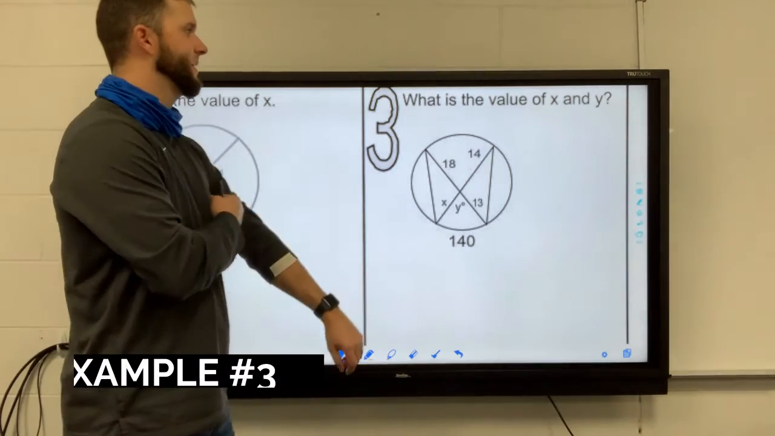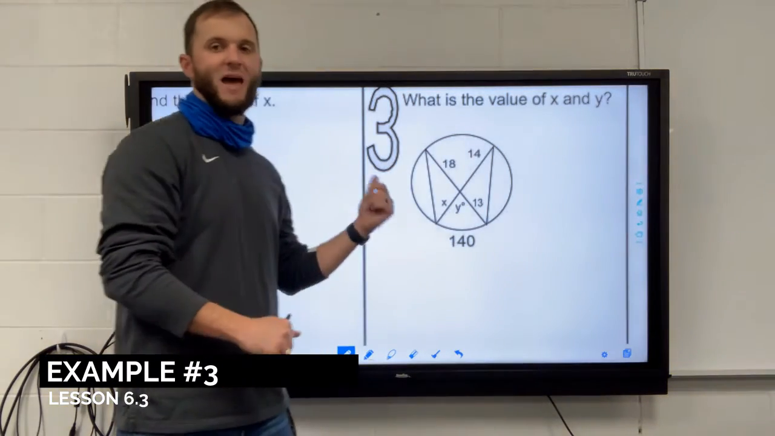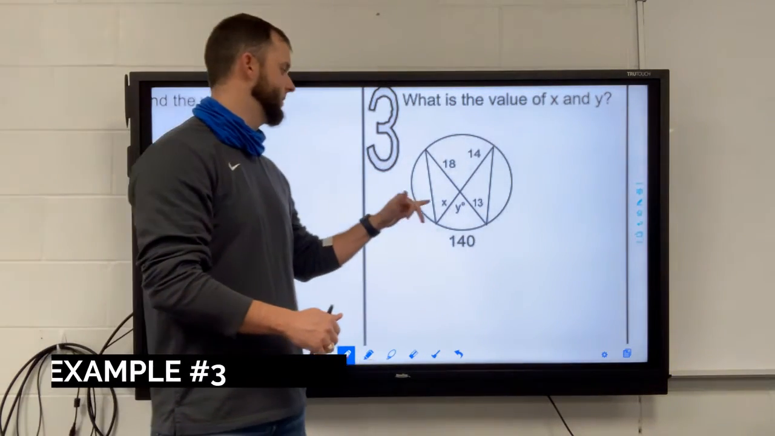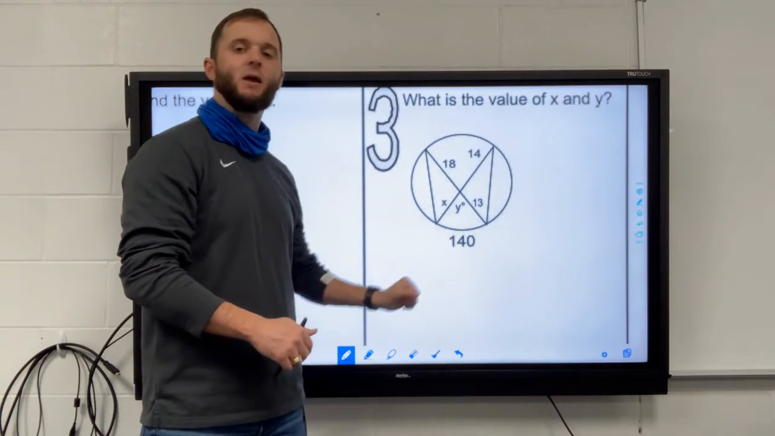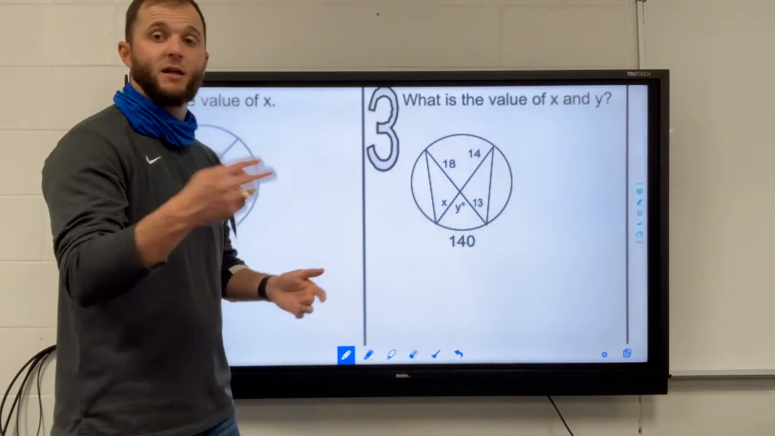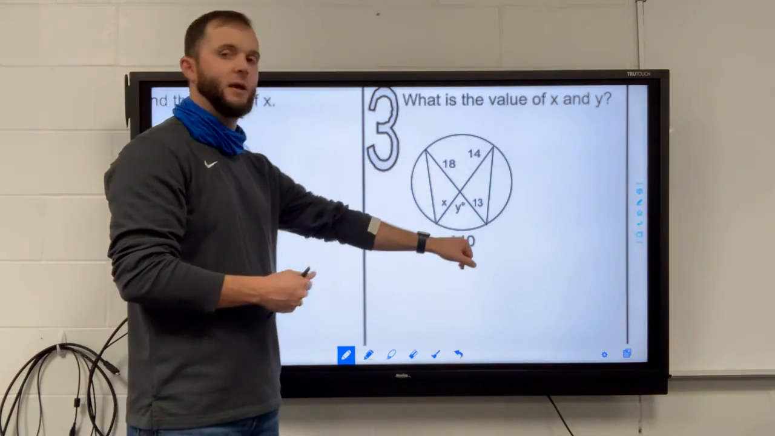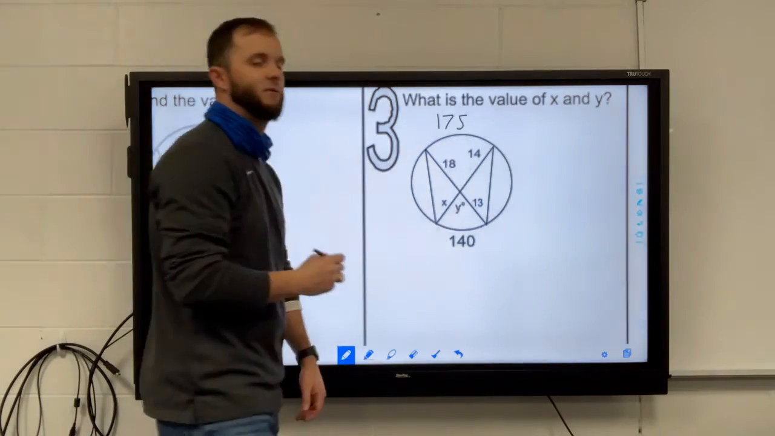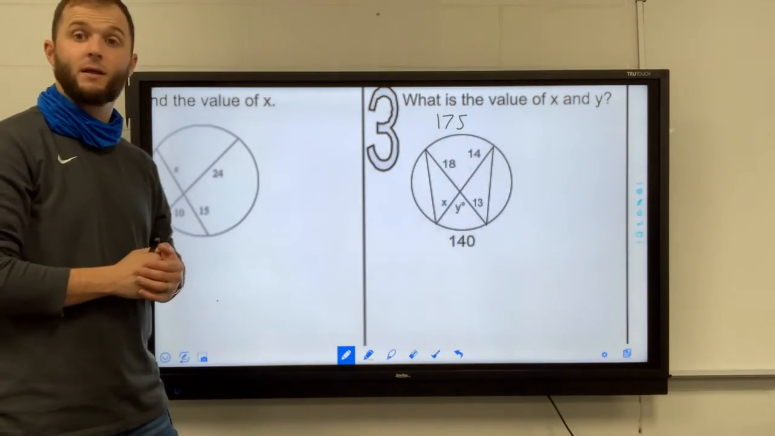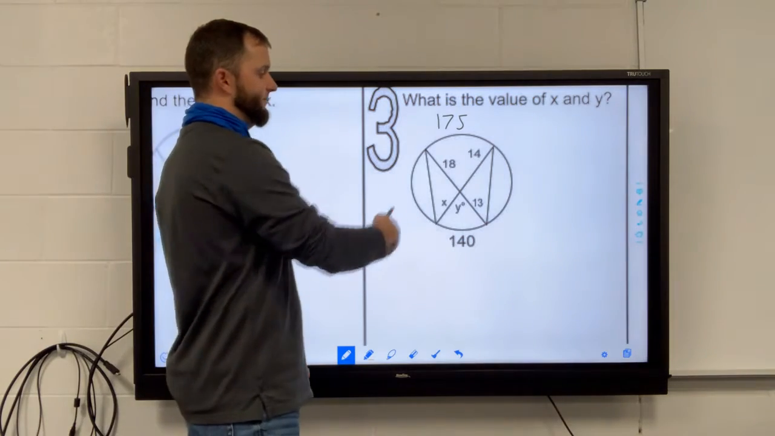All right, and lastly on example number 3, I want you to find the value of x and y. So in this instance, x is going to be your side length here, and y is going to be an angle here that's missing. Okay, I forgot to put something on here, but this is going to be 140, and I want you to write this in. This is going to be 175 up top. I didn't put it in there earlier, now I did. Okay, so first thing, let's go ahead and find what x is.